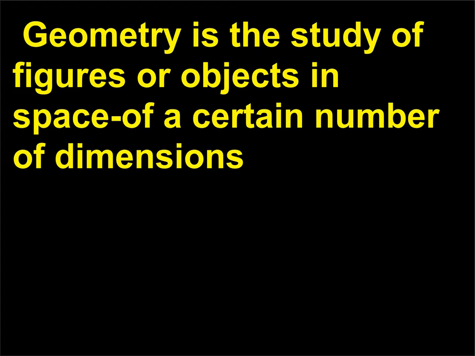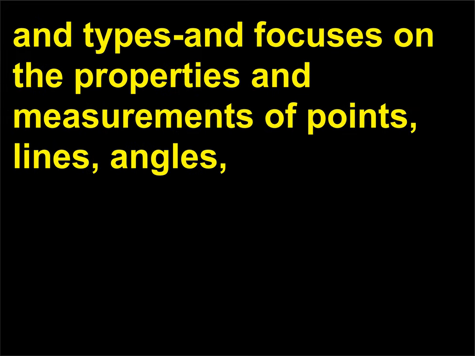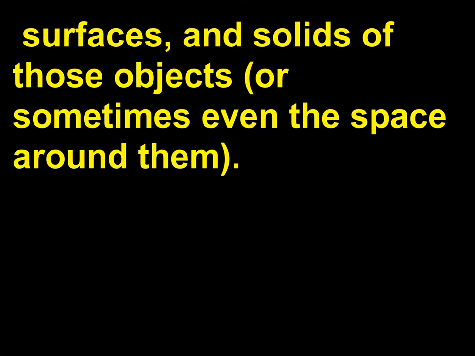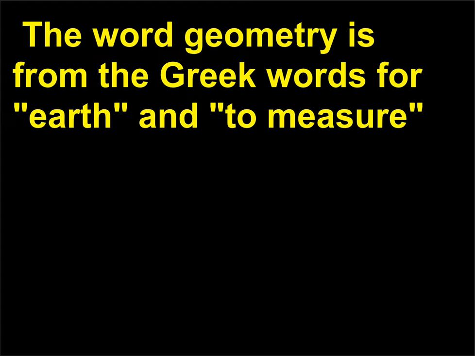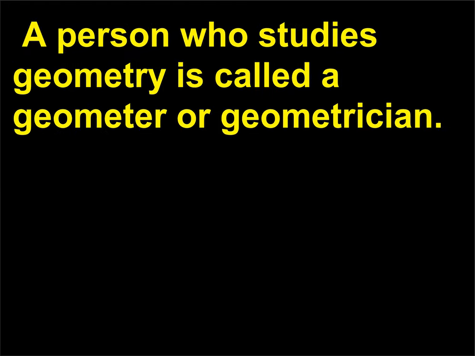Geometry is the study of figures or objects in space of a certain number of dimensions, and focuses on the properties and measurements of points, lines, angles, surfaces, and solids of those objects, or sometimes even the space around them. The word geometry is from the Greek words for earth and to measure. Geometria, broken down into ge and metrion, respectively. A person who studies geometry is called a geometer or geometrician.